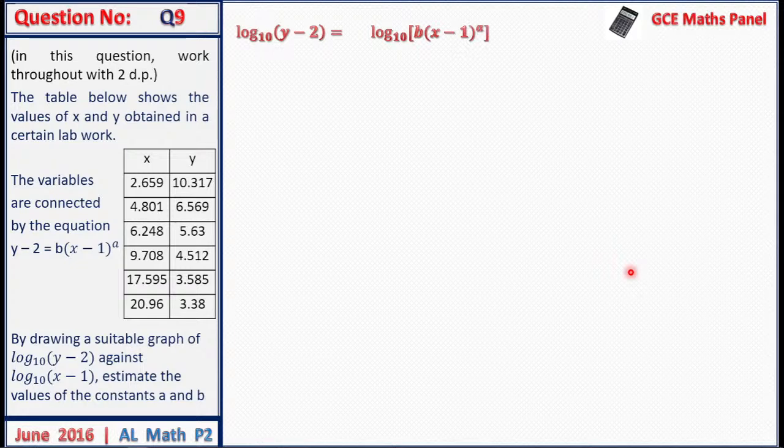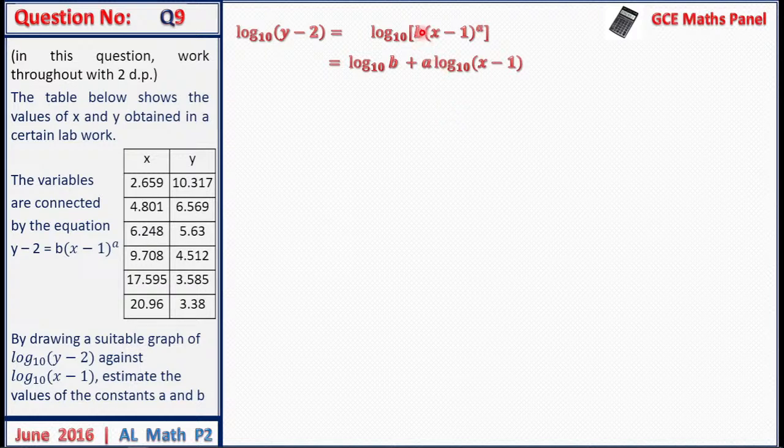Okay, so when you take log on both sides of this equation that's been given, this is what we have. We want to see how these things came about, so I can get the relationship and get the gradient of this curve when it's plotted. So we take log on both sides, and we'll have log base 10 of y minus 2 equal to log base 10 of b into x minus 1 to the power a. The right hand side can further be simplified as log b base 10 plus a log x minus 1 base 10.